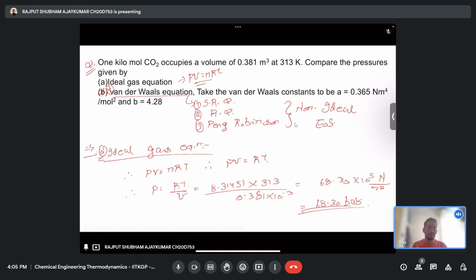and different parameter values. The parameters A and B will have different specified values for all the different equations. So you can't say the pressure calculated by the van der Waals equation of state will be similar to that of the Redlich-Kwong or Soave-Redlich-Kwong, and similarly for the Peng-Robinson. It will be different because the parameters A and B will be different in all the cases, and there will be different values coming up.